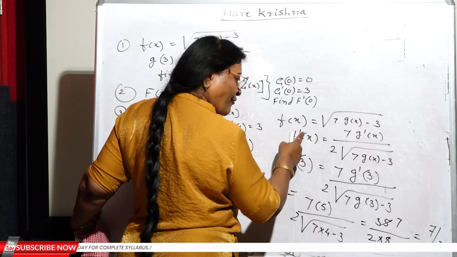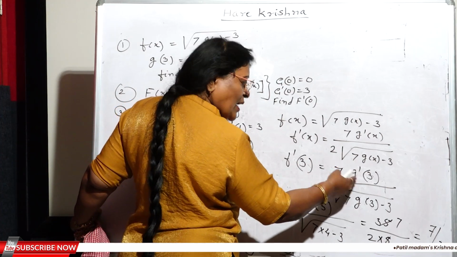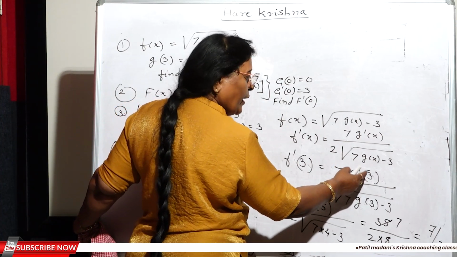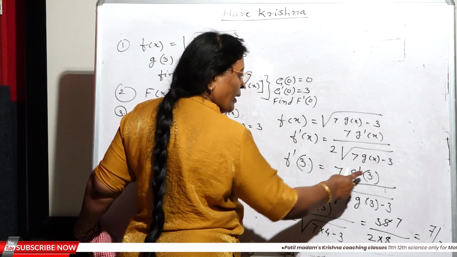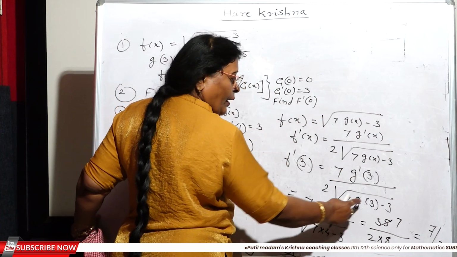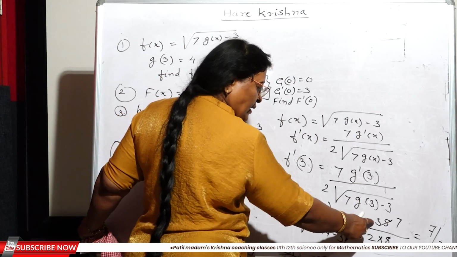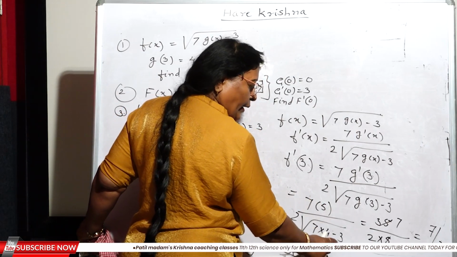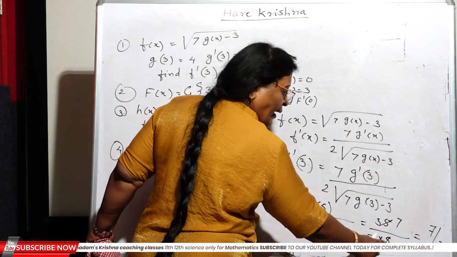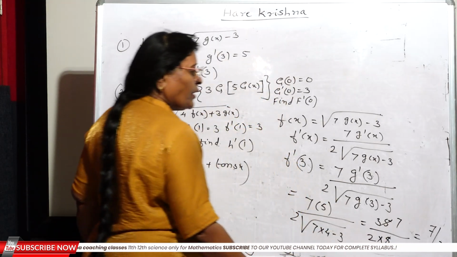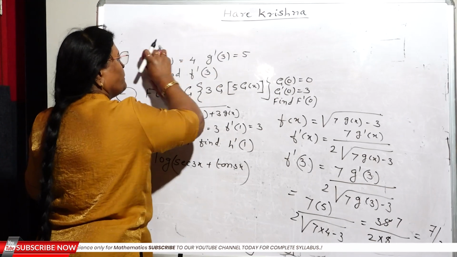But we want to find out f dash 3, therefore this x you have to replace with 3. The x on the right hand side, that you also have to replace with 3, therefore g dash 3. Here also you have to write 3, and then substitute the values. 7, g dash 3 is nothing but 5. G of 3 is nothing but 4, therefore substitute 4. 7 5s are 35, 7 4s are 28, 28 minus 3 is 25, and the root of 25 is 5, 5 2s are 10. 5 7s are 35, means you have got the result, that is 7/2, isn't it? So this is the first example.